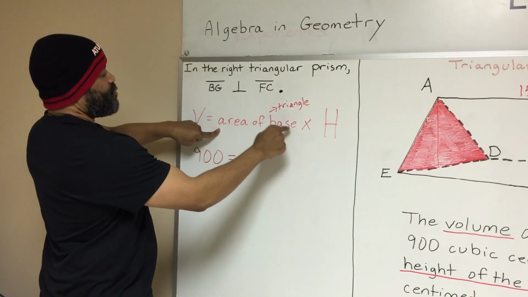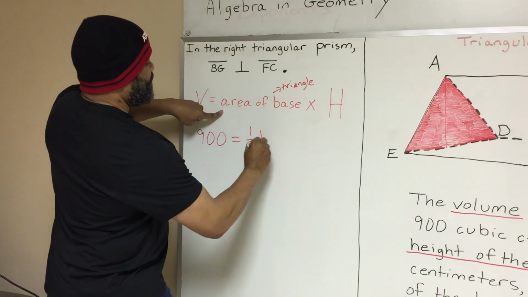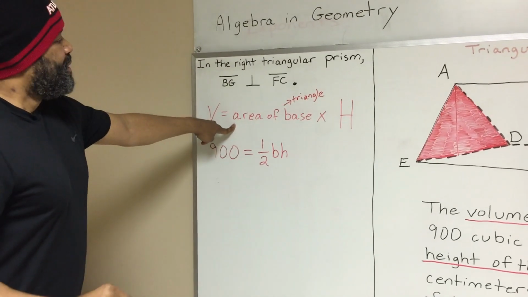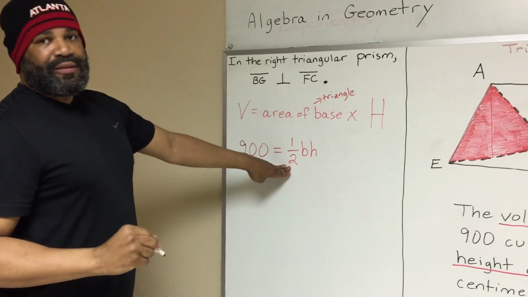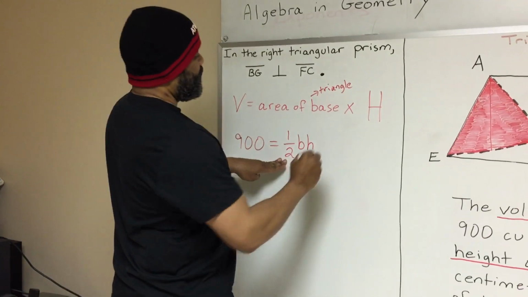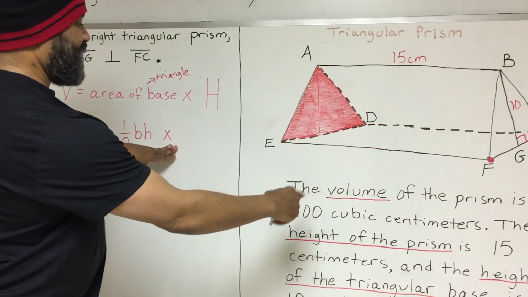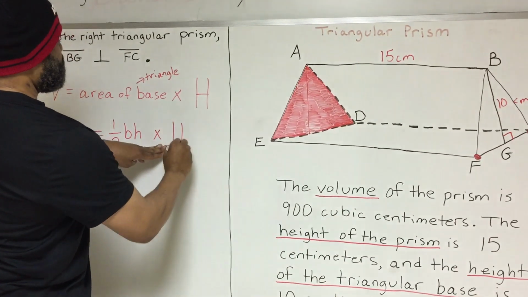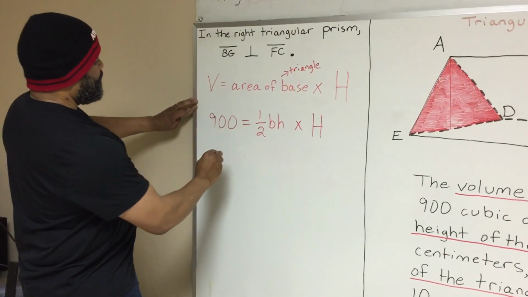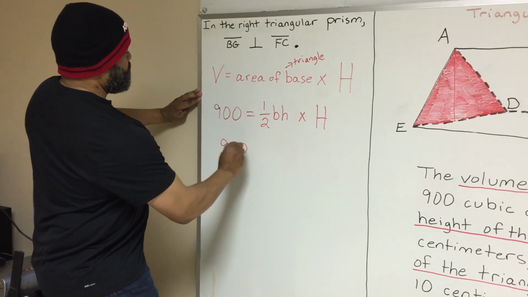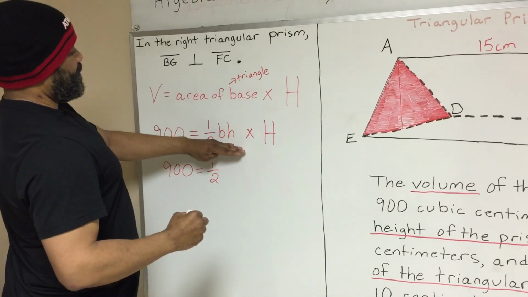So area of the triangle, and the area of a triangle is 1/2 the base times the height. That's a formula that is mathematically proven. This is the formula that you always have for the area of a triangle, times the height of the entire prism. So now all I have to do is substitute in my numbers. So 900 equals 1/2, and I substituted in the formula.